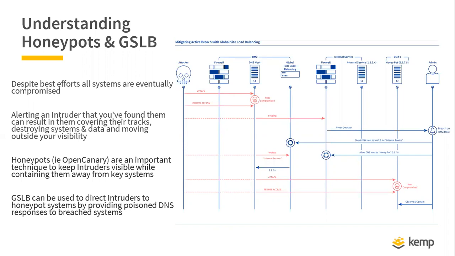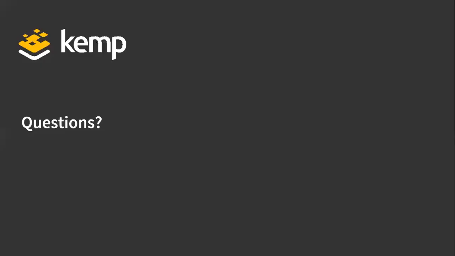Okay, so for the honeypot, we are using OpenCanary. It is one of the techniques to keep the intruder visible while containing them away from the key systems here. So that's why with the GSLB, we can not only help you with load balancing across all the data centers, we are also able to help you with protection against all DDoS attacks, and also based on the honeypot, if let's say you have deployed one.